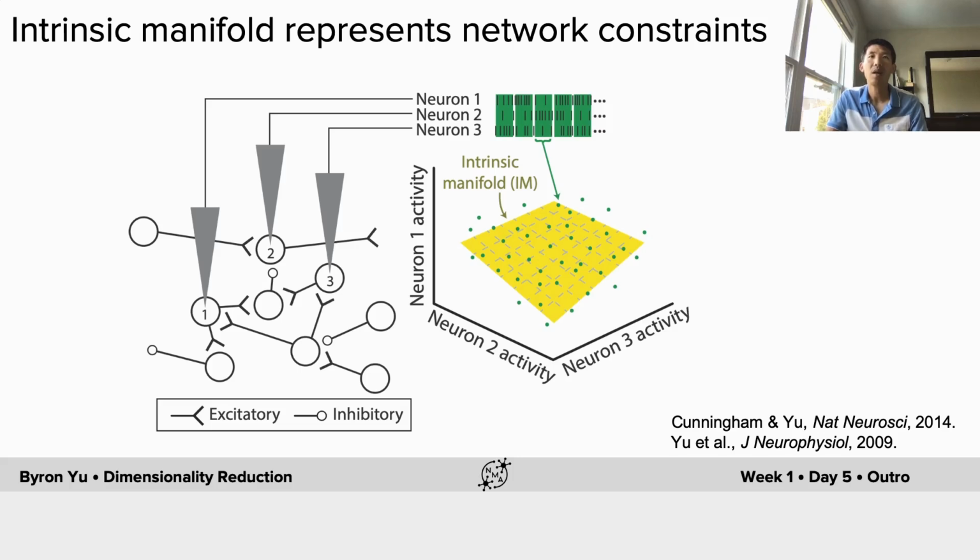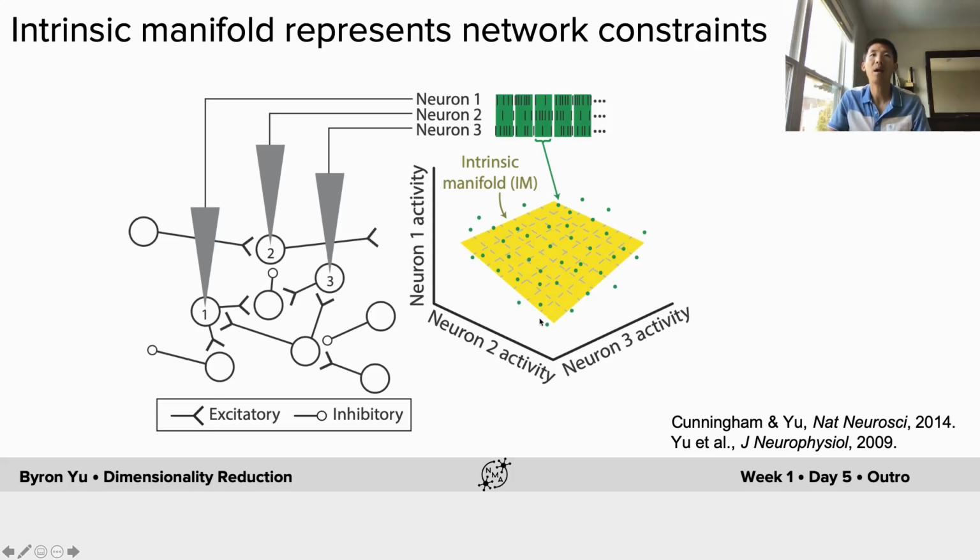Okay, so we can think about this intrinsic manifold as reflecting underlying network constraints. Meaning that, let's say, if neurons 1 and 2 are connected through an inhibitory connection, one might expect the activity of these 2 neurons to antivary. And that's reflected here, where the activity of neurons 1 and 2 antivary.